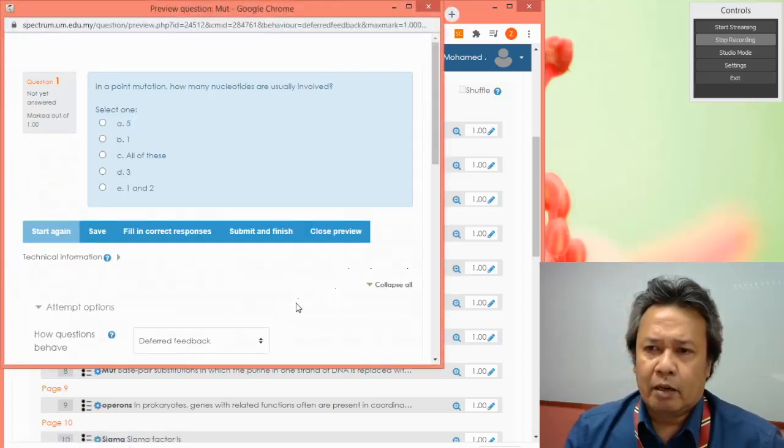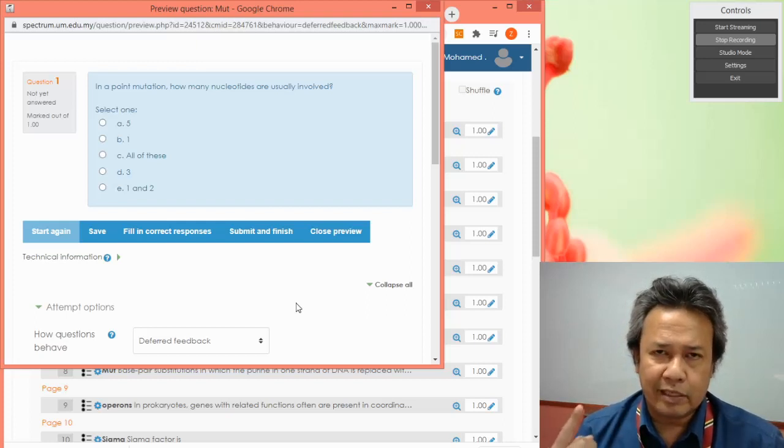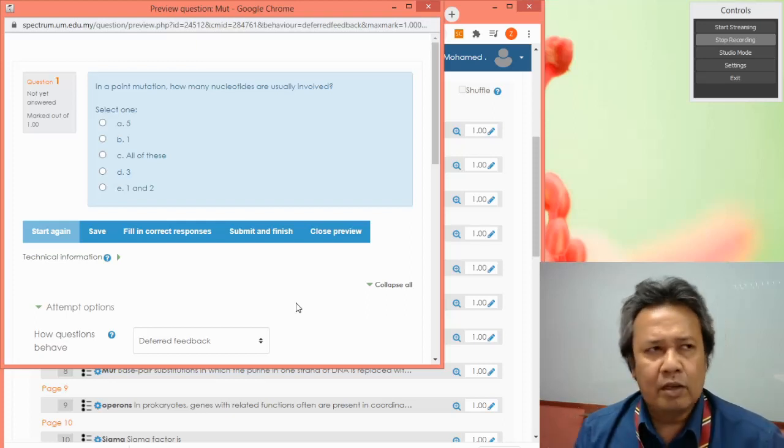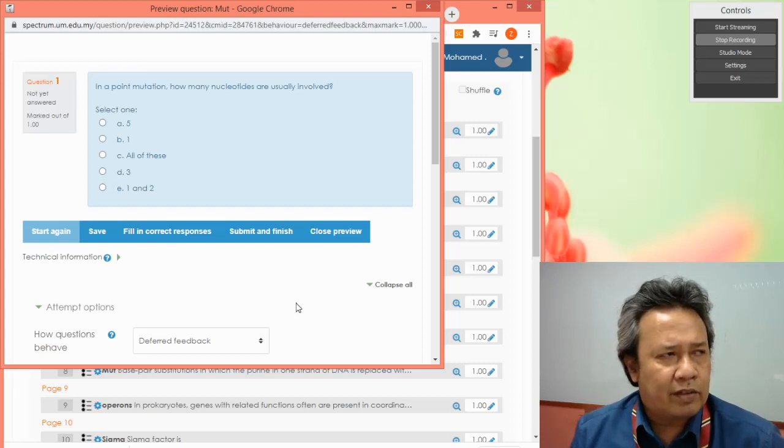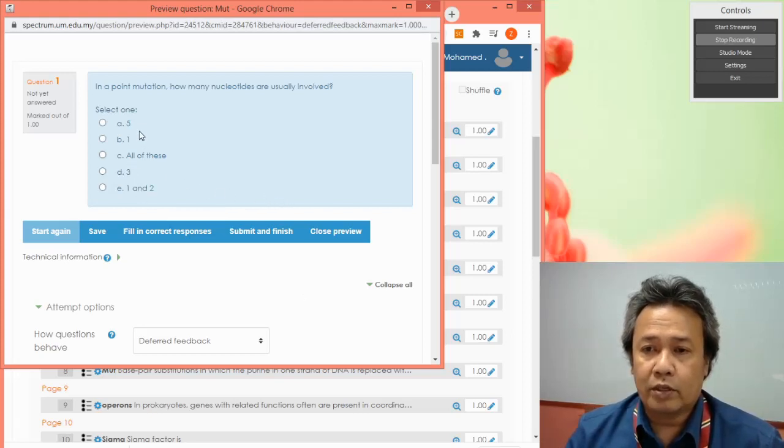In a point mutation, how many nucleotides are usually involved? Well, I mentioned this in class, I think. When I studied, point mutation is a single base, one nucleotide. But now, it seems that even when you have up to 5 bases, they're still considered point mutations, right? So 1, 2, 3, 5. So the answer will be C, all of these.